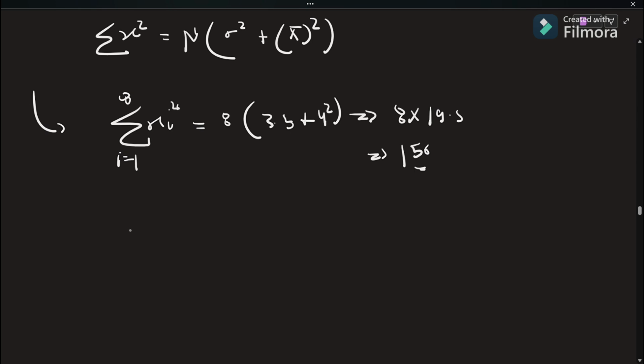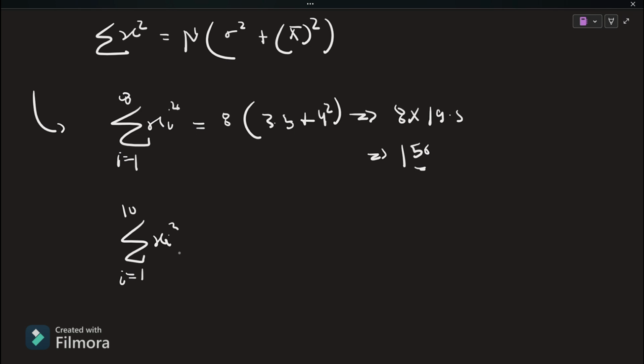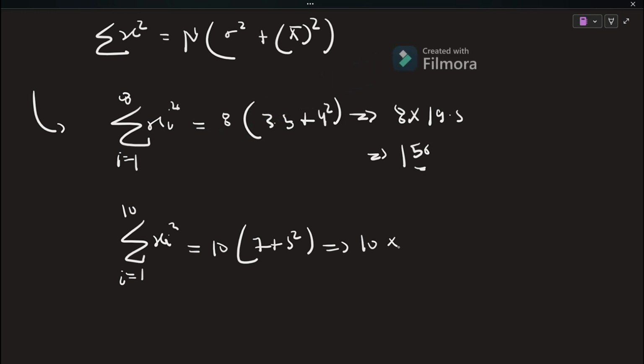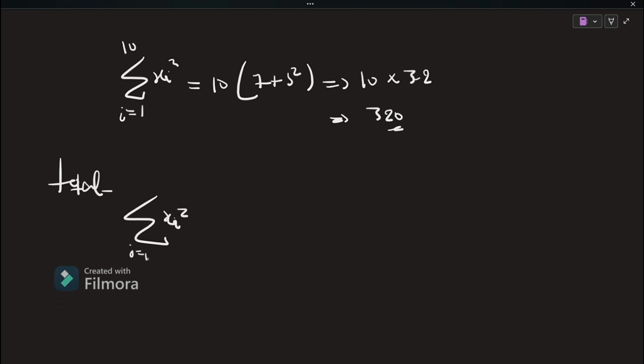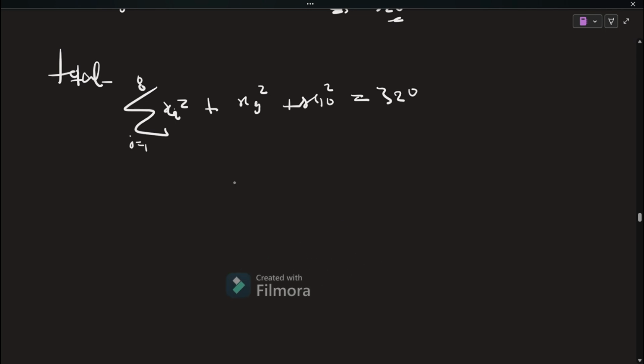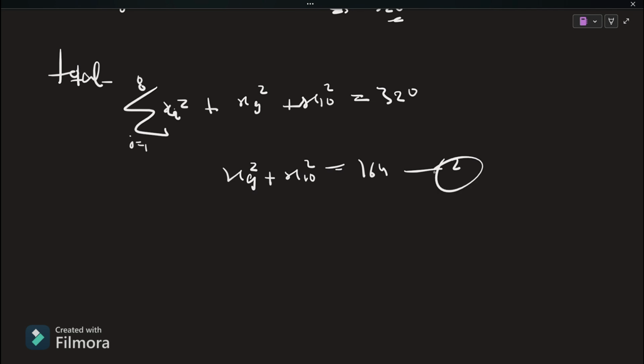For 10 observations, summation of xi square, i equals 1 to 10, equals 10 into 7 plus 5 square, which is 10 into 32, not 3.2, it's 32, so it comes to 320. Now the total: summation of xi square, i equals 1 to 8, plus x9 square and x10 square equals 320. So x9 square plus x10 square equals 164. This is equation number two.